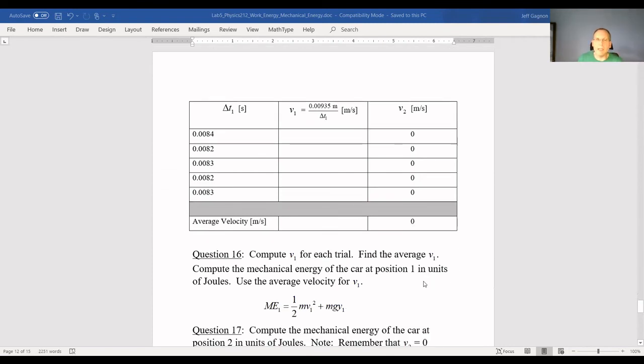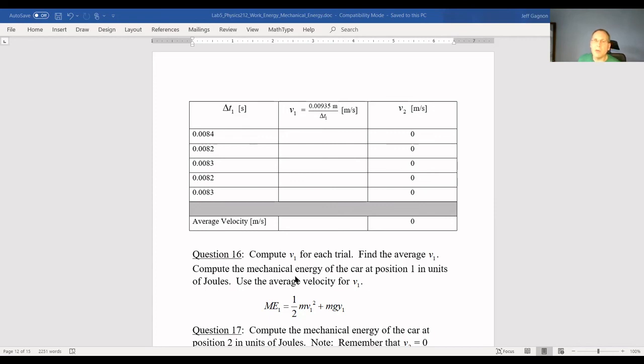Okay, remember at the beginning, once it's launched from the spring, right when it passes through the initial photo gate, I want to know that initial velocity. So how do I find that? Well, it's going to be the flag length, the diameter of the metal post that's on the car, divided by this time. This was the time it took that metal post to pass through the photo gate. So first question, 16: compute that initial velocity for all 5 trials and find the average.